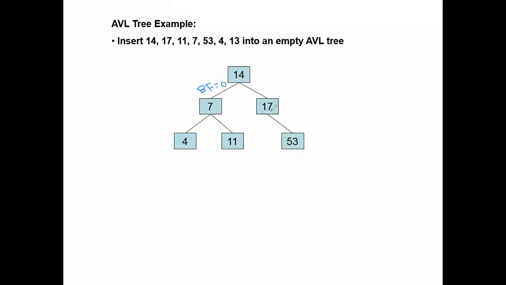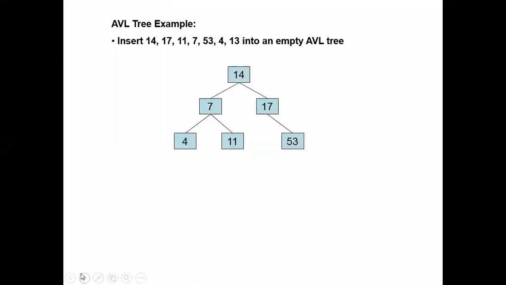And what about the balance factor of 17? That is 0 minus 1, that is -1. This is 0, and the balance factor of 14 is 2 minus 2, that is 0. So again our tree is balanced. After inserting 53, 4, only the 13 node is remaining. So we'll see how the next operation is performed. I hope everyone is clear now. According to this example, you can easily understand how to create AVL trees.